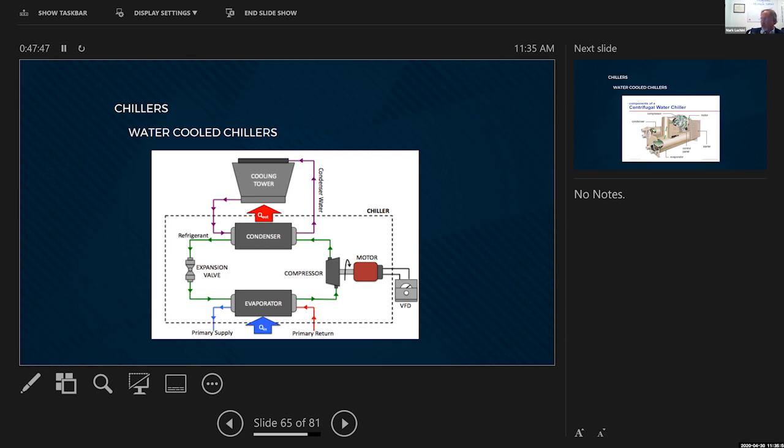Why do we do it? They do run very efficiently compared to air cooled systems, even with the additional pumping and piping. That water to water heat transfer is much more efficient than water to air.